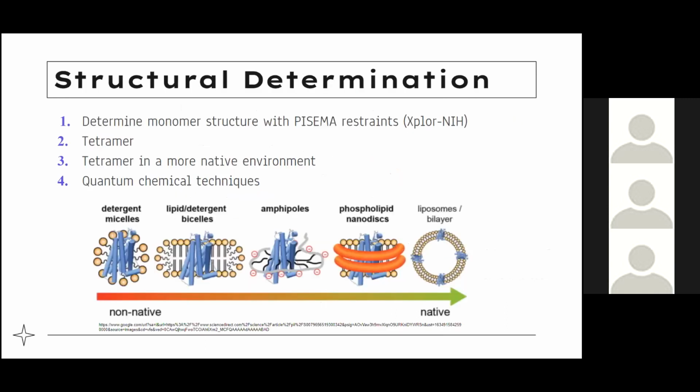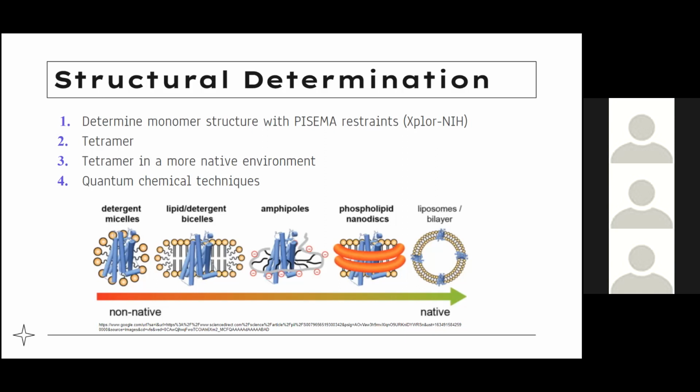And so how does the structural determination actually occur after these techniques? So the first step is to determine the monomer structure with PISEMA restraints in a program called Xplor-NIH. And here, the restraints that were determined by NMR were plugged into the program as parameters, which allowed narrowing down of what the monomer might actually look like and behave like. And the second step was to scale this up to the tetramer, so 4 monomers, which was not very complicated, but where it gets more complex is to try and mimic the native environment where this protein is.